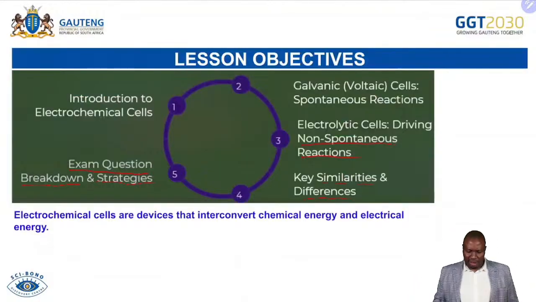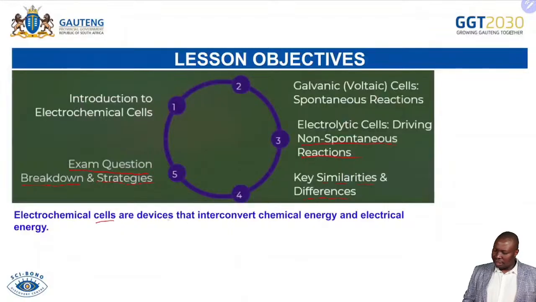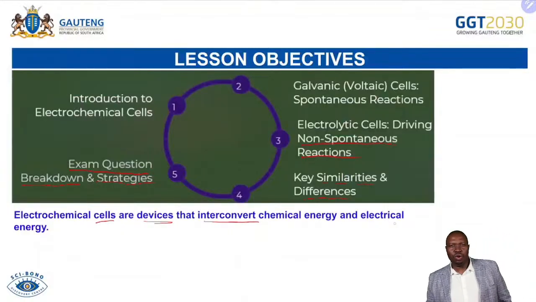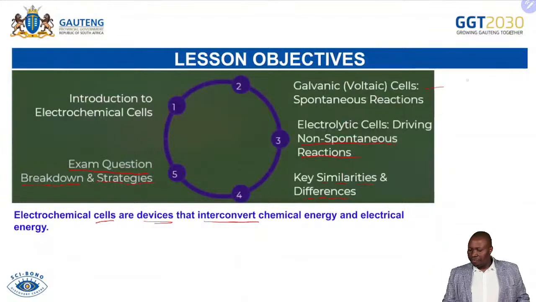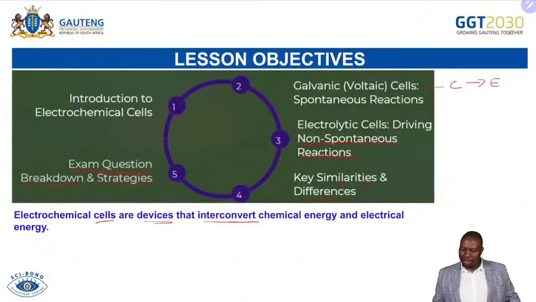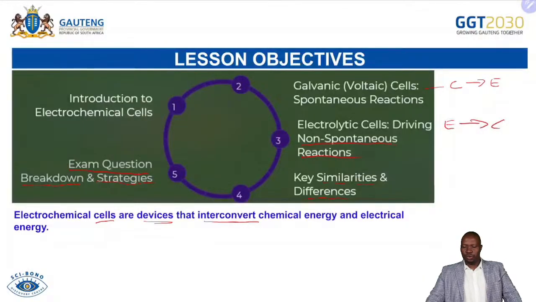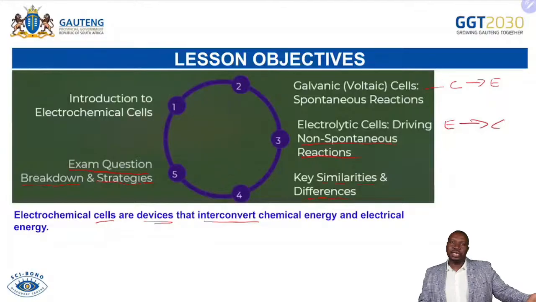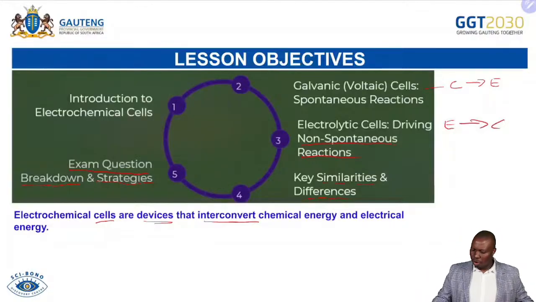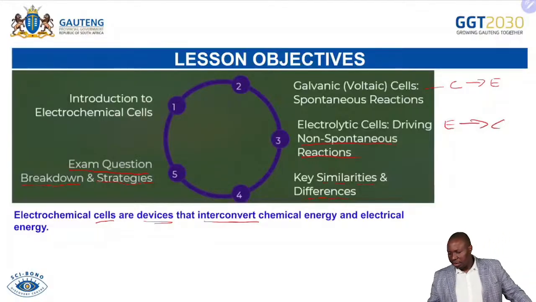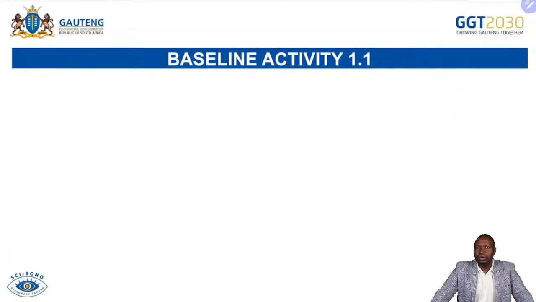Don't forget, we are saying this is electrochemical cells, and these cells, they are devices that interconvert chemical energy and electrical energy. So you know by now that galvanic cell converts chemical energy to electrical energy, and your electrolytic cell converts electrical energy to chemical energy. So you can see the one, galvanic, we said is spontaneous and exothermic. Electrolytic, we said is non-spontaneous and endothermic.